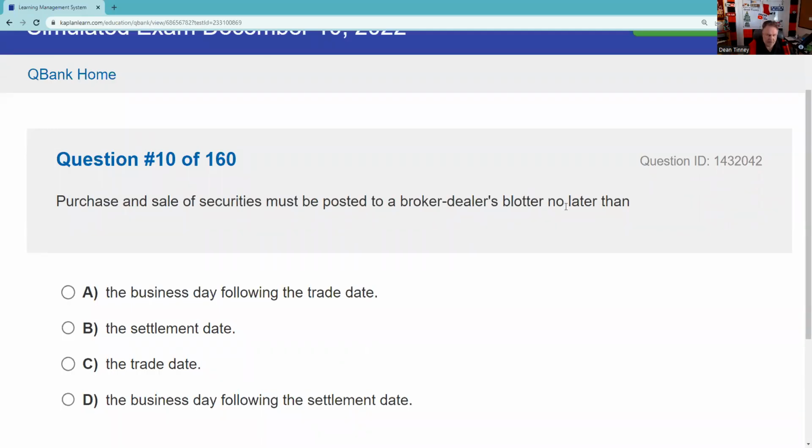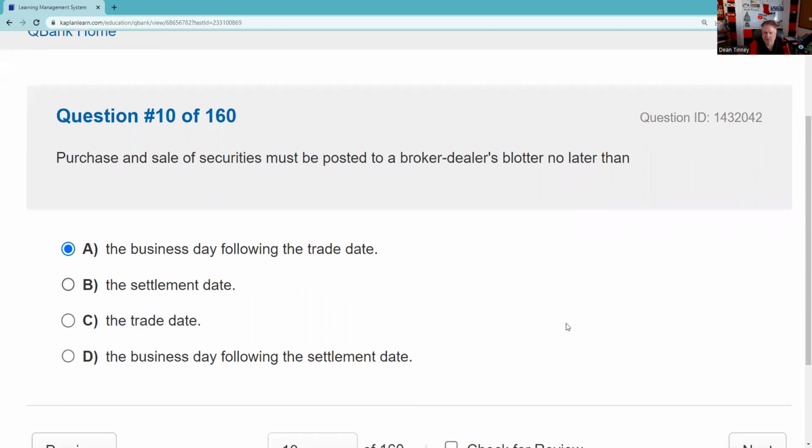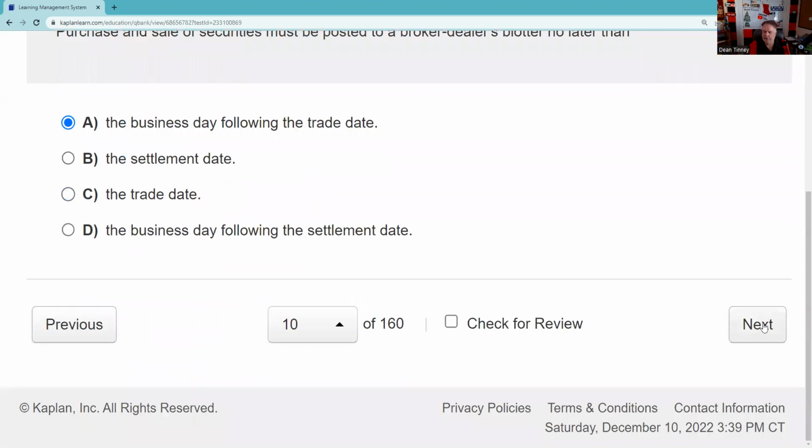Purchase and sales, sometimes we refer to this as the blotters. Purchase and sales of securities must be posted to the broker-dealer's blotter no later than the business day following the trade date. We want to make sure the stuff is being done in a timely fashion. Question 11.